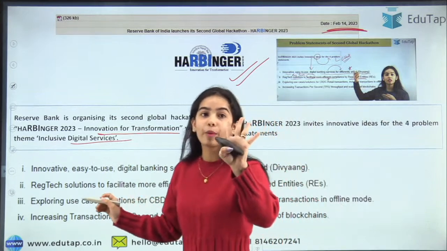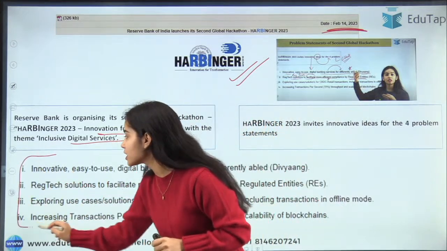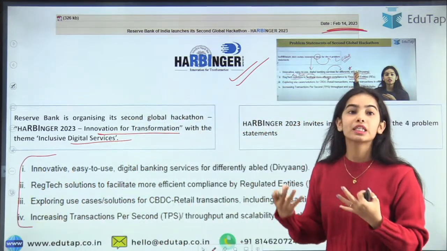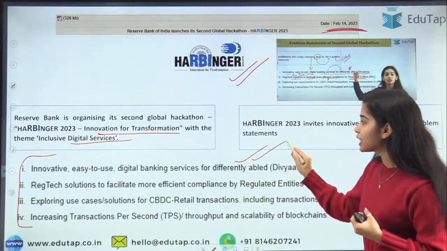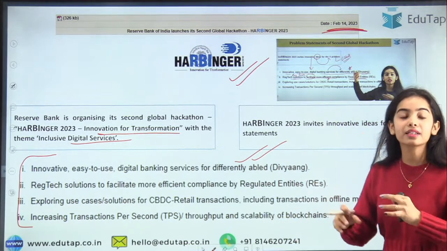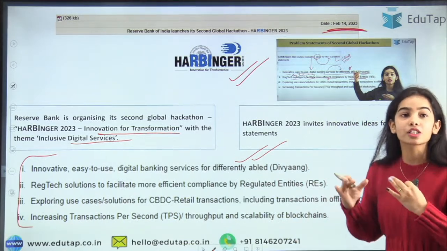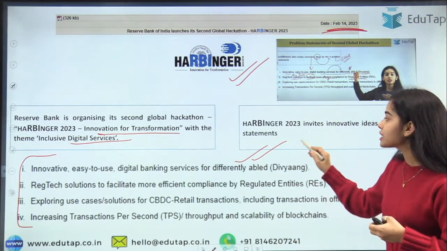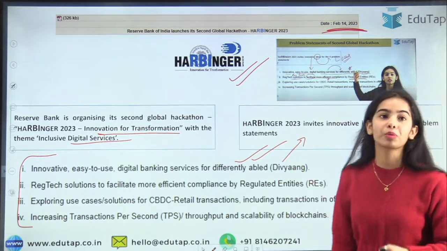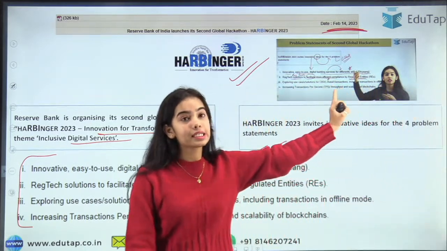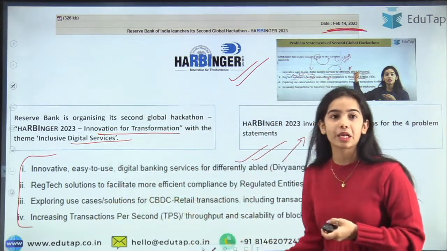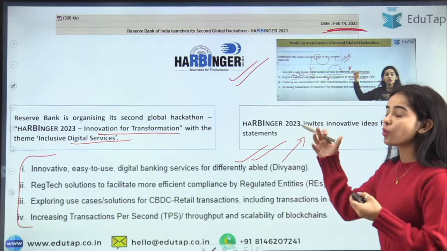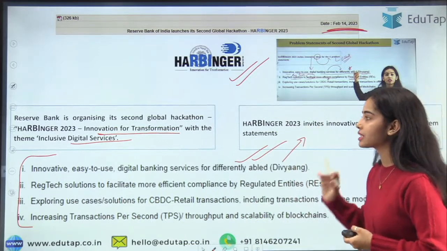There are 4 problem statements that have been given by the Reserve Bank of India, for which the solutions are being sought. The hackathon is being run by the Reserve Bank of India for finding solutions for these 4 problem statements that we have already discussed in our session. Go see that session if you do not understand these 4 problem statements, or what the Harbinger or the hackathon is. Okay, we have discussed everything.